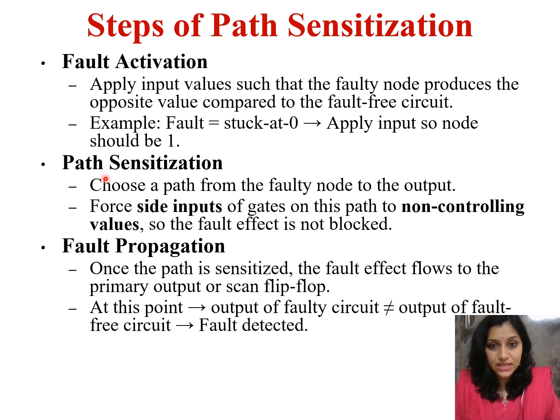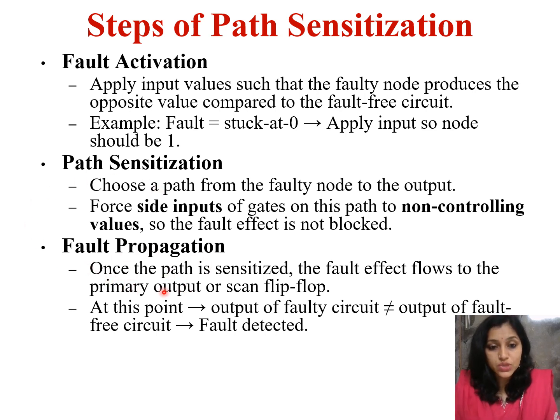Then path sensitization means I will identify the path which is required to set that pin to 1 or 0, as I told you earlier. If I have an AND gate and before that AND gate I have plenty of other gates, I'll track one path and I'll set all inputs in such a way that I can apply 1 to that AND gate.